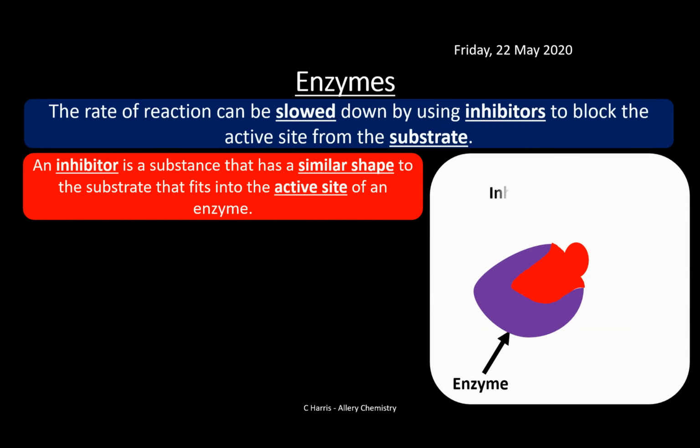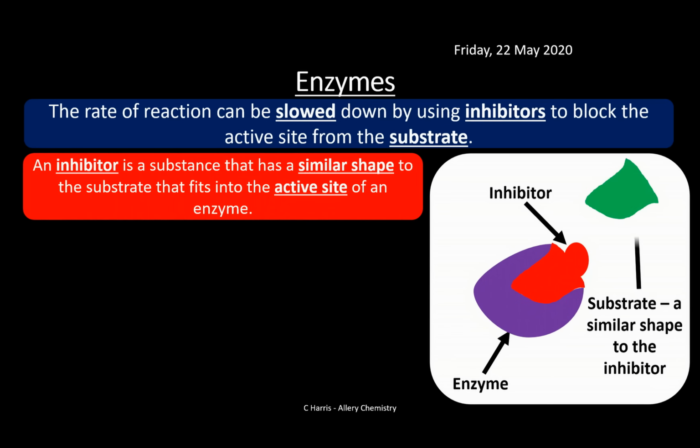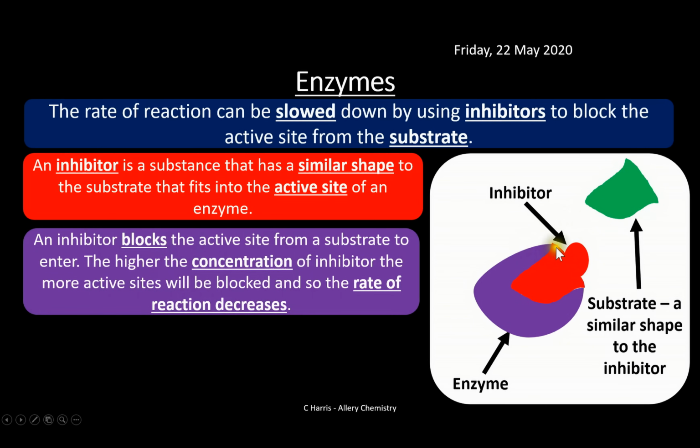So, an inhibitor is basically a substance that's a similar shape to the active site of the enzyme. You can see there's our substrate there, in green, and there's our inhibitor here. But you see the inhibitor actually has a slightly different shape, as you can see here. Now what the inhibitor is doing is blocking the active site from that substrate entering. And so the more of these that we've got, the more active sites will be blocked, and therefore the rate of reaction will decrease.